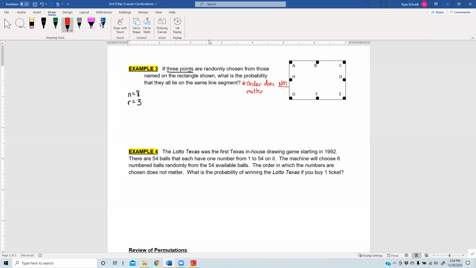And can I pick a point twice? Can I pick A 2 times? No, I want to pick 3 points. How can I pick 3 points if I pick A twice? So we're doing it without replacement. Since we're doing these 2 things, that means this is a combination. It's a combo.